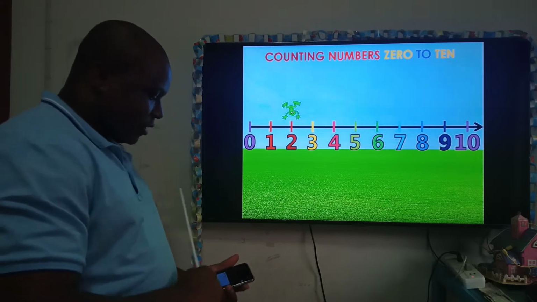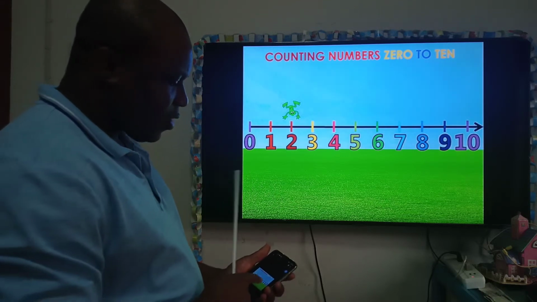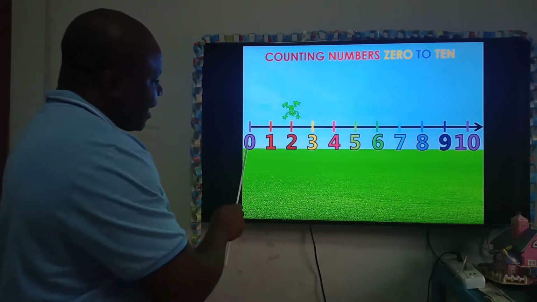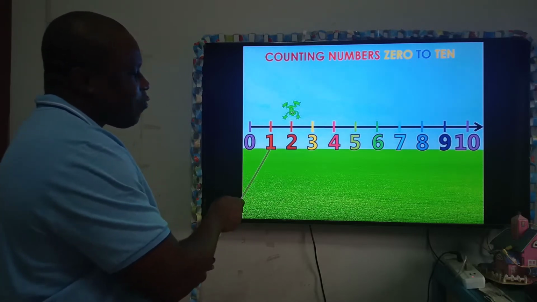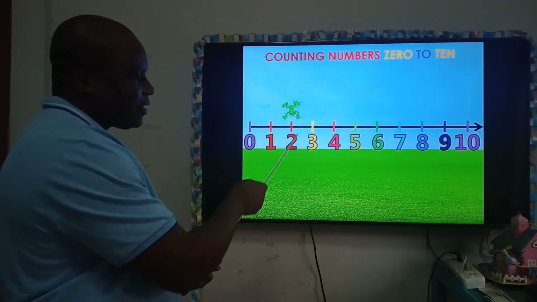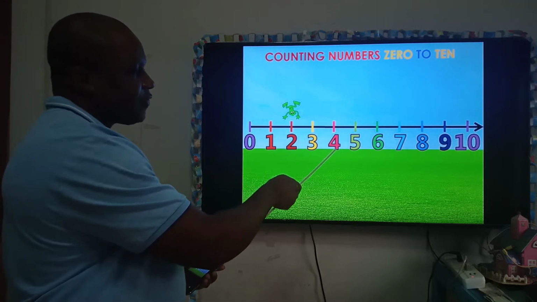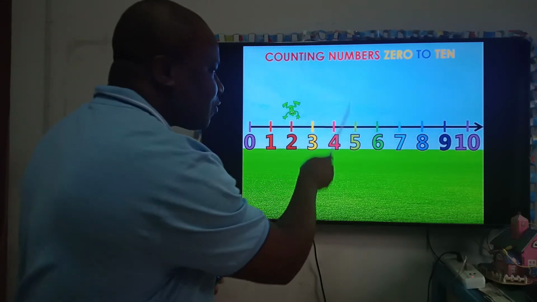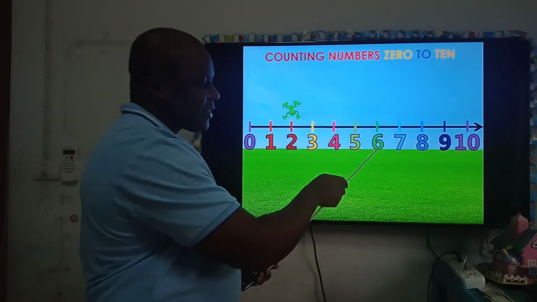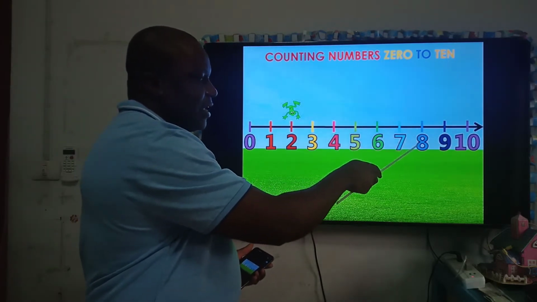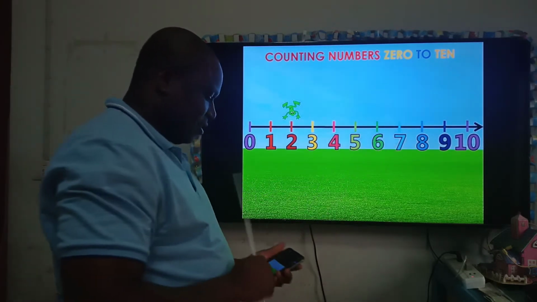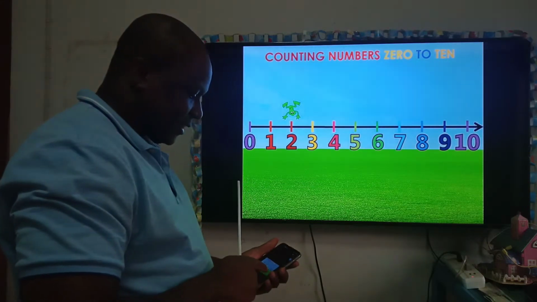So the most important thing is that when you are counting, you know that after 0, the next one is what? 1. After 1, the next one is what? 2. The next one is what? 3. The next one is what? 4. The next number is what? 5, 6, 7, 8, 9, 10. So that is the most important thing I want you to understand about counting numbers.